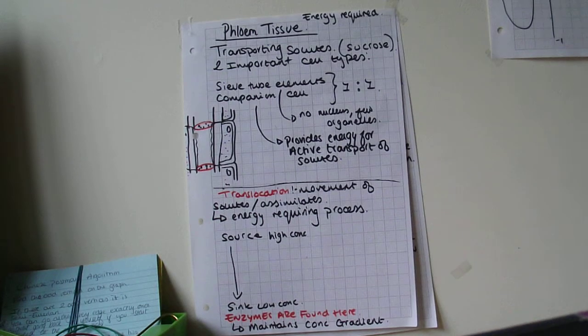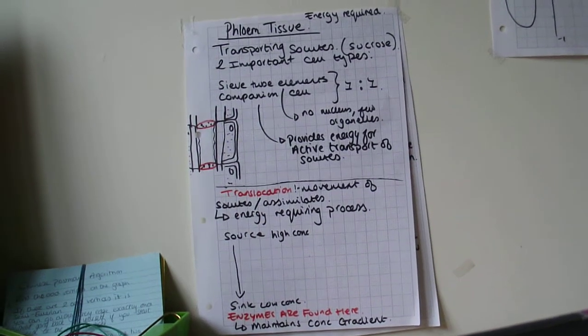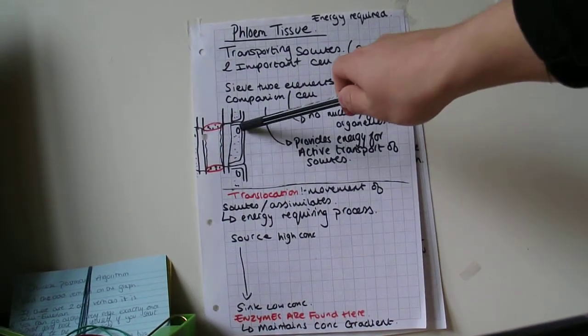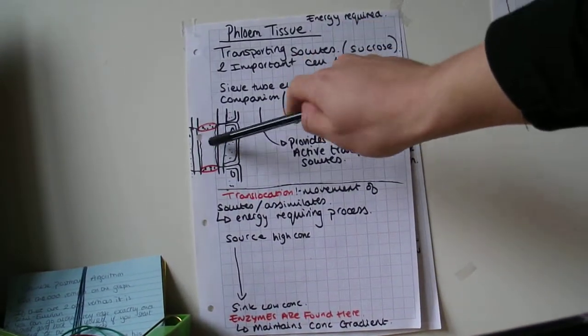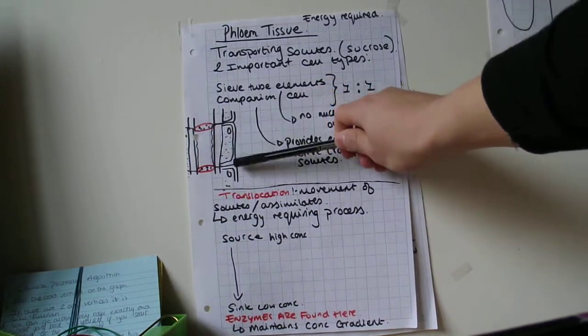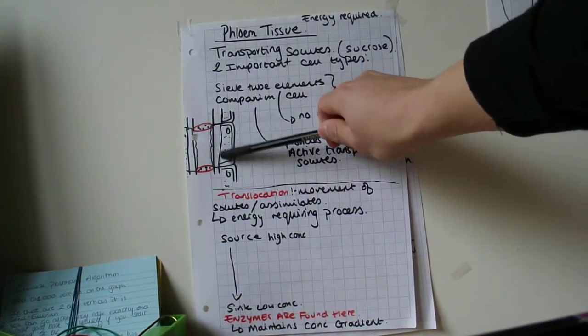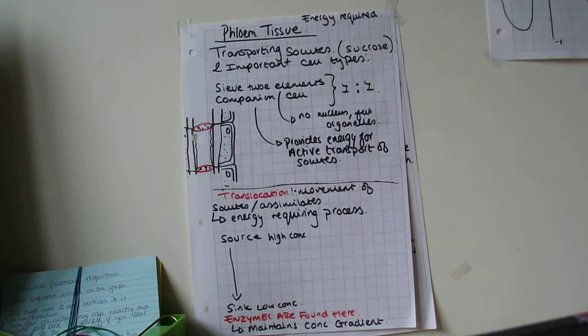There are two important cell types you need to know. You've got sieve tube elements and you've got companion cells. I wrote this 1-to-1 ratio over here to say basically that for every sieve tube element you will need a companion cell. So you've got the sieve tube element here, this clear sort of thing here, and then you've got your companion cell with the nucleus and all the different organelles as the black dots there.